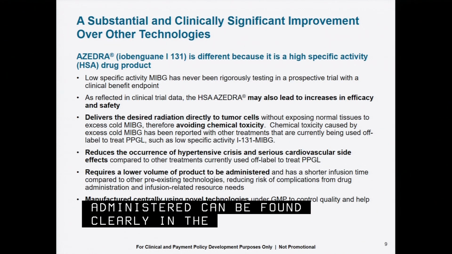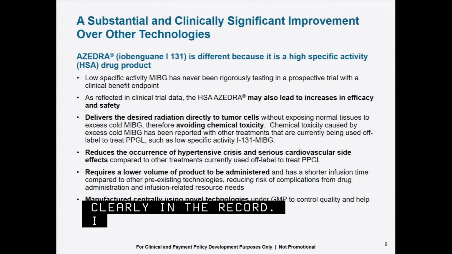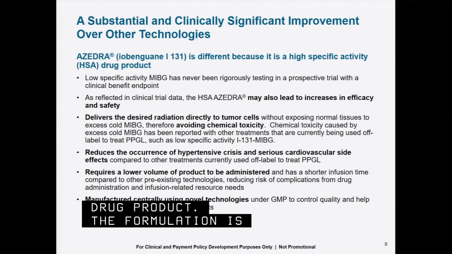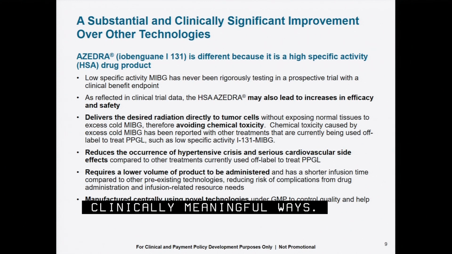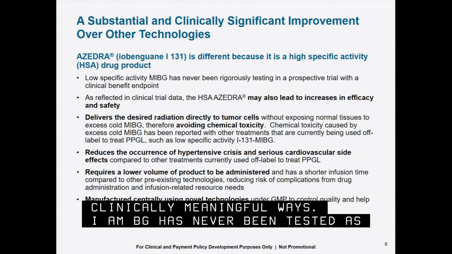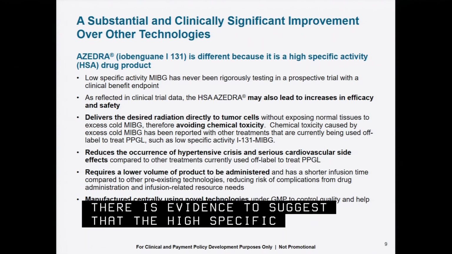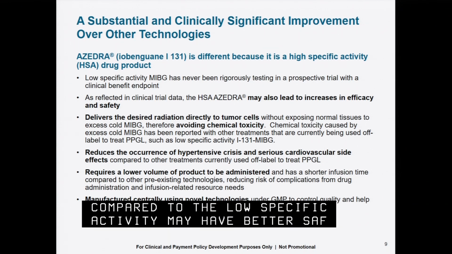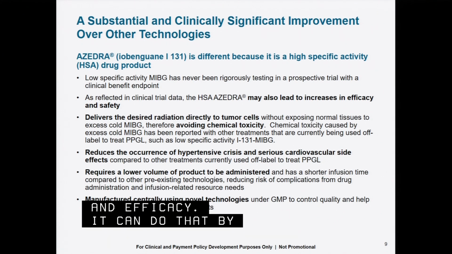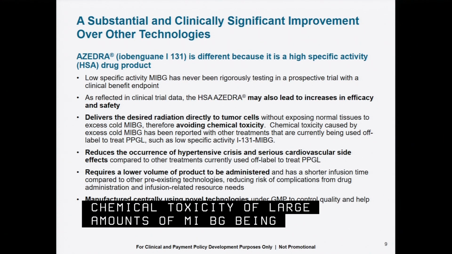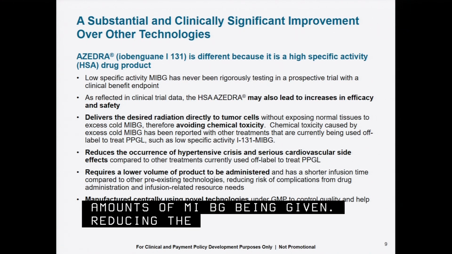And again, I just stress that this is a unique drug product. The high specific activity formulation is different in clinically meaningful ways from low specific activity MIBG, which has never been rigorously tested as a therapeutic in a prospective trial with a clinical benefit endpoint. There is evidence to suggest that the high specific activity compared to the low specific activity may have better safety and efficacy. And it can do that by avoiding the chemical toxicity of large amounts of unlabeled MIBG being given, as is the case in low specific activity, reducing the occurrence of potentially life-threatening or fatal cardiovascular complications.